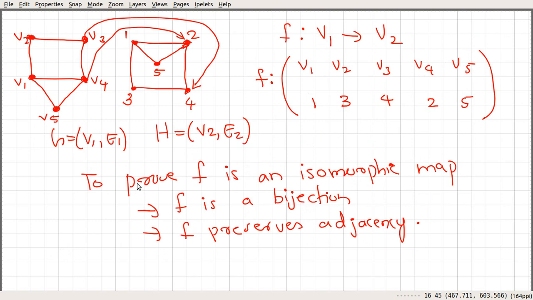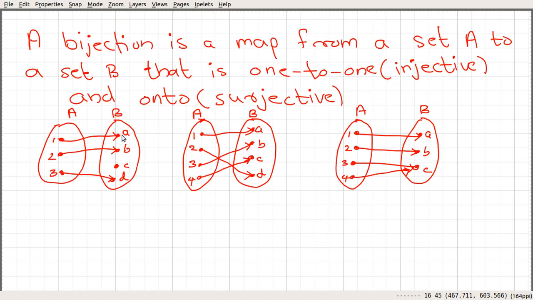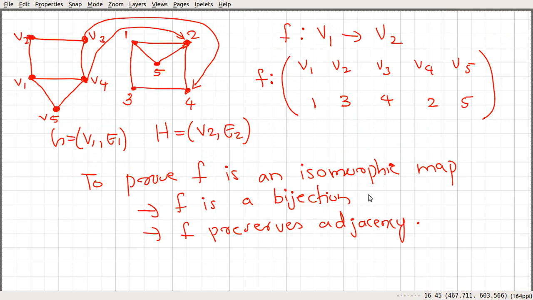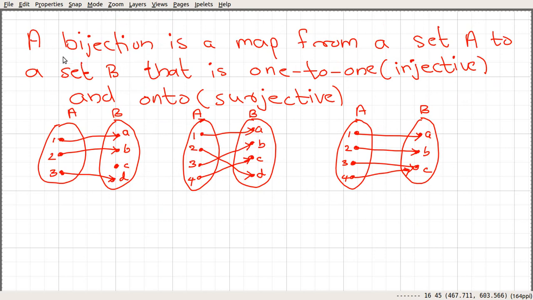Okay, so let's go and show that this particular mapping is a bijection first, followed by F does preserve adjacency. So before showing that F is a bijective map, let me give the definition of a bijection. So a bijection is a map from a set A to set B that is one to one or injective and onto or surjective. So if a map is both one to one and onto, then that map is called a bijection.